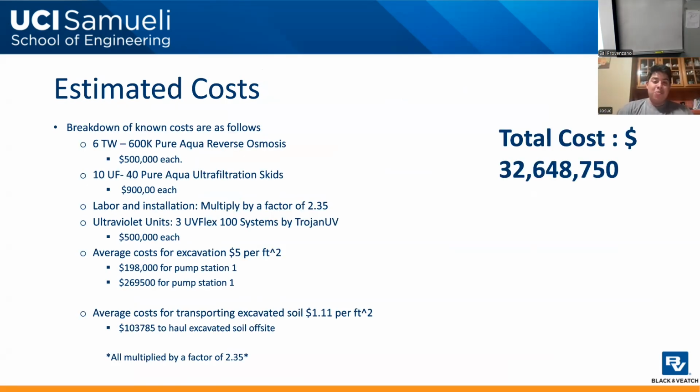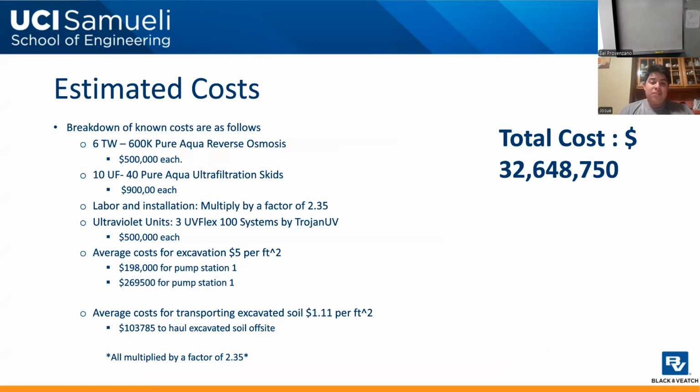I'm going to be talking more about our estimated costs right now. The breakdown of our known costs is as follows. We went forward with 6 TW-600K Pure Aqua reverse osmosis kits, and they were valued at approximately $500,000 each. And 10 ultrafiltration Pure Aqua skids valued at $900,000 each. We also went forward with 3 Trojan UV Flex 100 systems valued at $500,000 each.